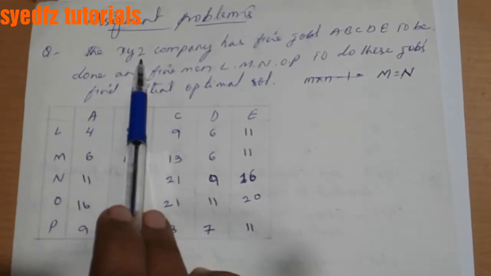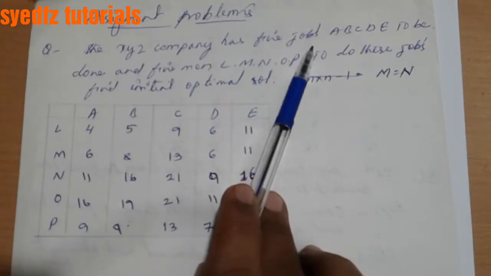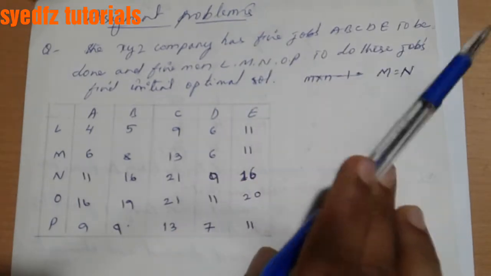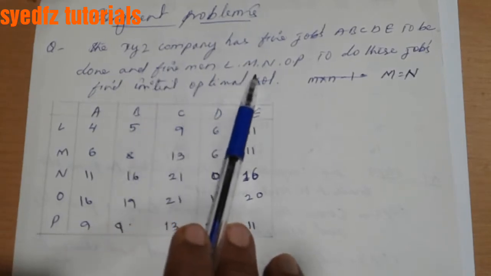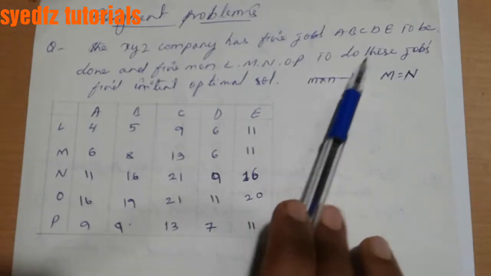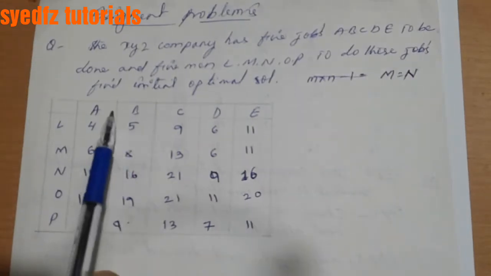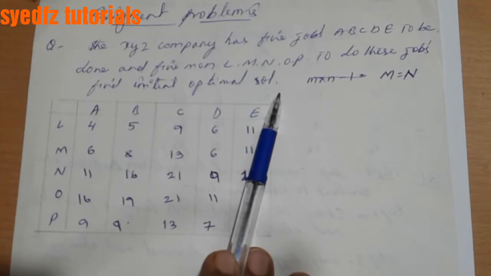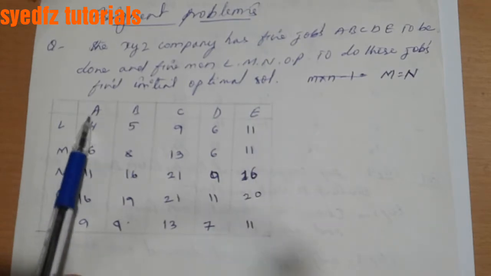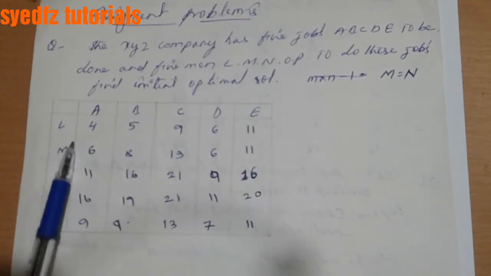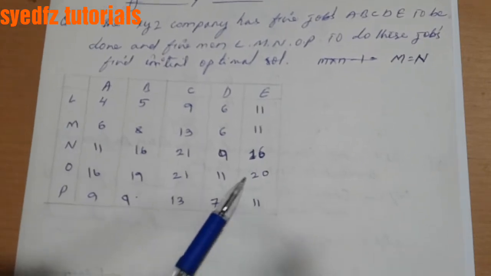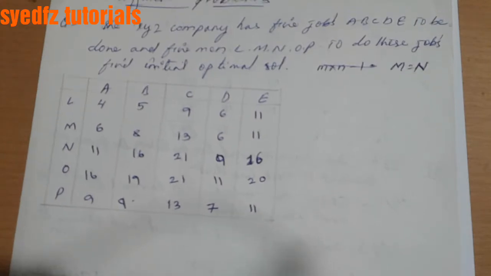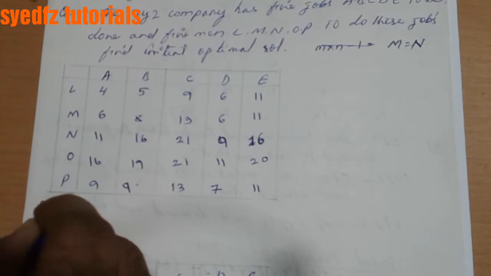The XYZ company has 5 jobs A, B, C, D, E to be done and 5 men L, M, N, O, P to do these jobs. Find the initial optimal solution. A, B, C, D, E are the jobs, and L, M, N, O, P are the workers, the men. Let's start. What is the procedure to start? First is step 1.